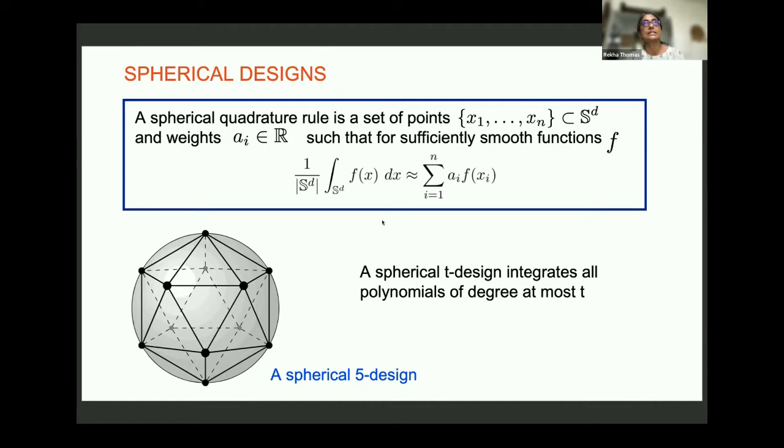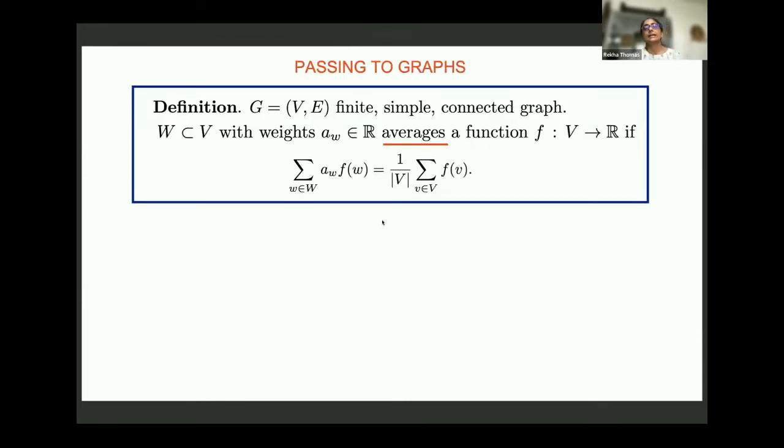So with more and more symmetry in the domain, you get more and more symmetric points that will do the job. Okay, so the idea now is to pass to the domain of graphs. So these designs are what were classically defined over continuous domains. So now I'd like to tell you how we could do something similar on the domain of graphs.